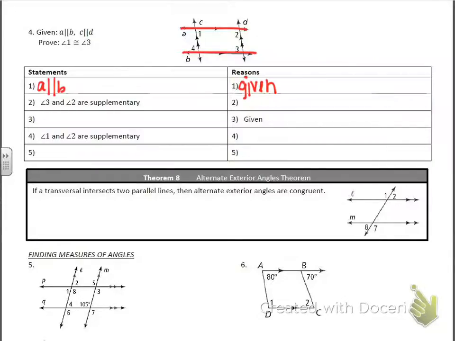And it says that angle 3 and angle 2 are supplementary. So that's using this transversal. So what would be the reason for that? Same side interior. Is that a theorem or a postulate? It's a postulate. So same side interior postulate. Okay.